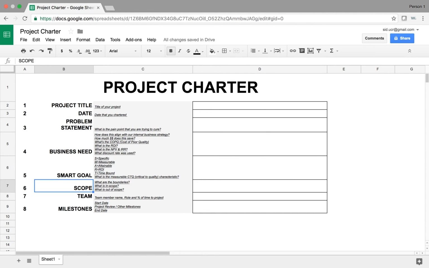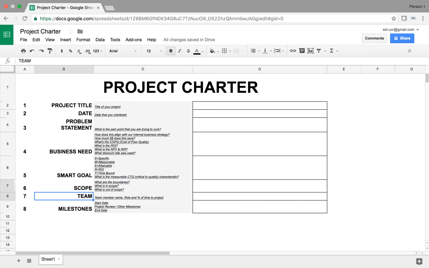The next one is scope. What's inside the scope? What's outside the scope? Are we talking about when the customer places a call all the way down to when the customer's loan is approved? Or are we talking about when all the information is taken from the customer and we start the process towards the end? Where does the in and out of the scope lie? This is very important, especially for your team who's working with you on the project. They need to know where they start and where they end, where the boundaries are.